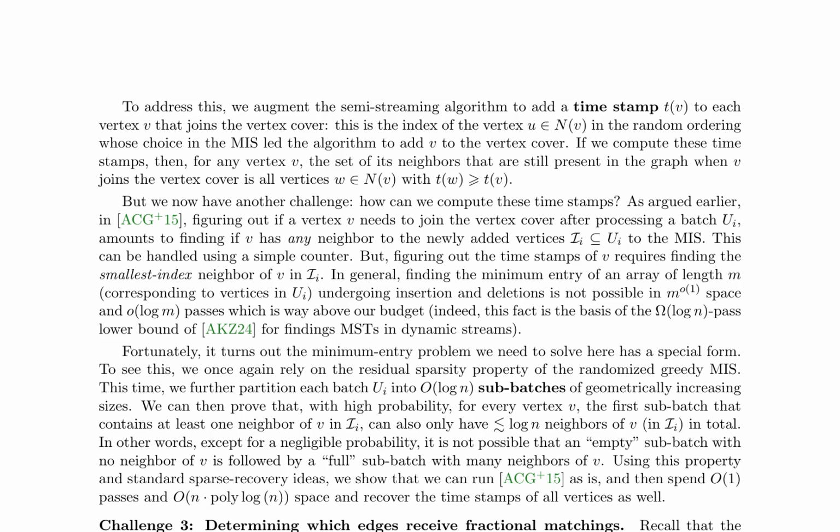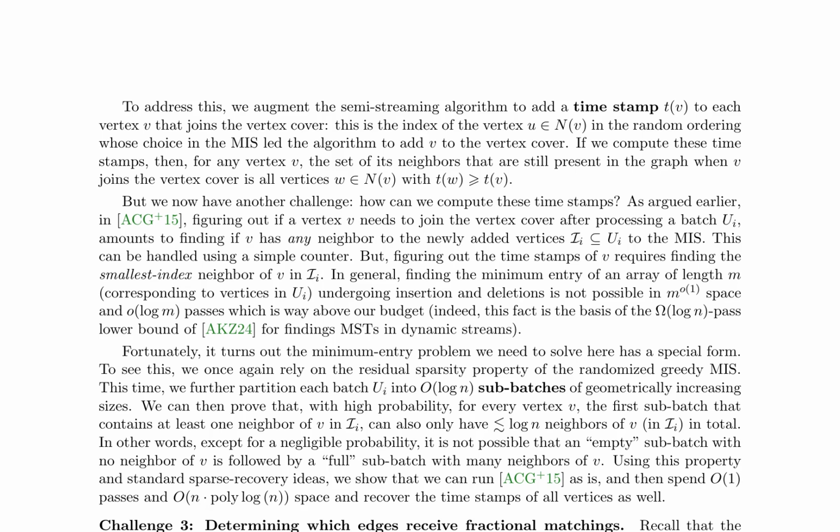The authors outline three key challenges: large support in fractional matchings, determining neighbors of a vertex joining the vertex cover, and determining which edges receive fractional matchings. To address these challenges, the authors propose several solutions. First, they use a standard trick to sample each edge of the graph independently with probability asymptotically equal to z log n / n, where z is the value of the edge in the fractional matching. This allows them to recover a large enough matching.